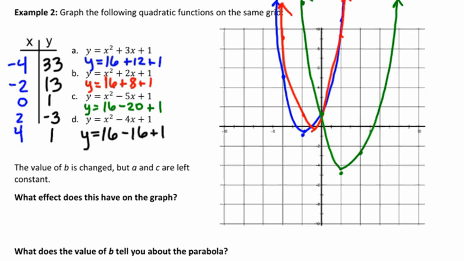So 4 and 33 again won't quite be on our grid. Negative 2 and 13. Zero and 1. 2 and negative 3. And 4 and 1. This one's a little bit more narrow.